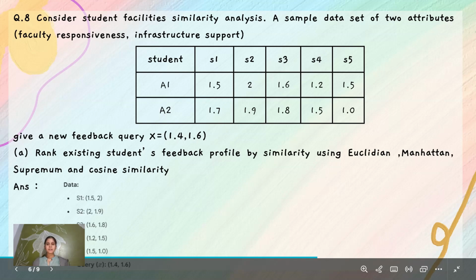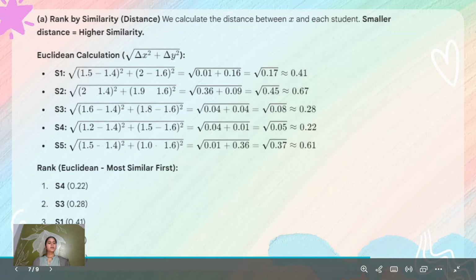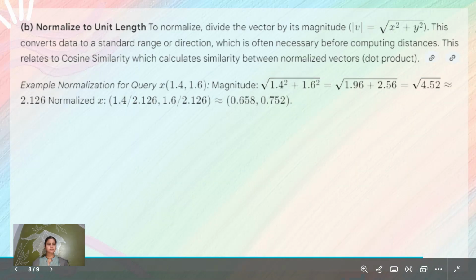So we can write the data in a data set like this. You can see it on the screen. Now, to rank by similarity, we calculate the distance between x and each student; smaller distance means higher similarity. The Euclidean formula is written on the screen. We put the values number by number in the formula and get the answers. So we get S4 0.22, S2 0.28, S1 0.41, S5 0.61 and S3 0.67.